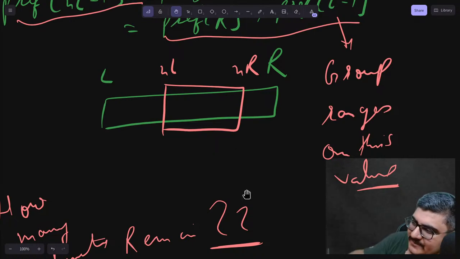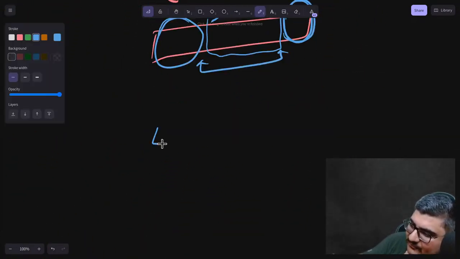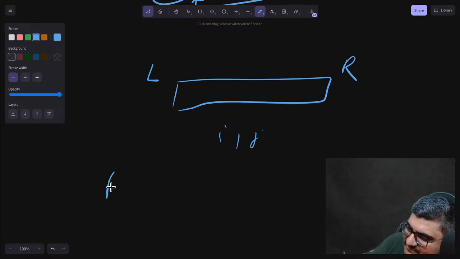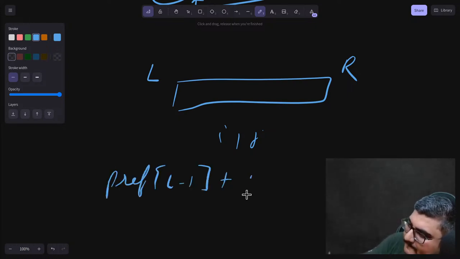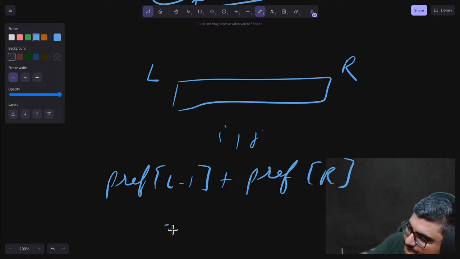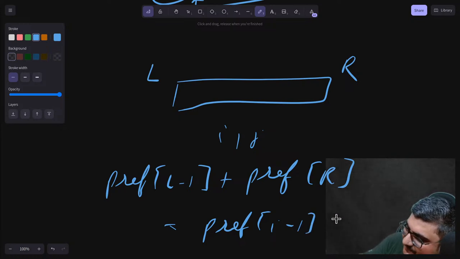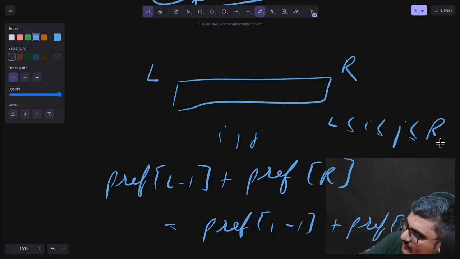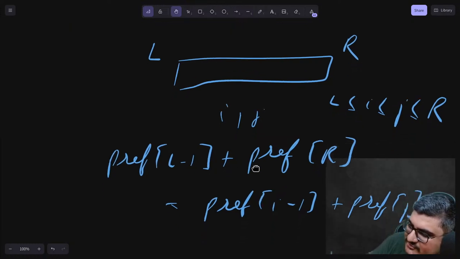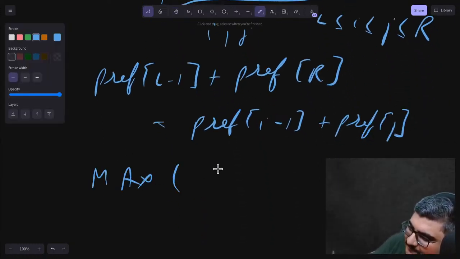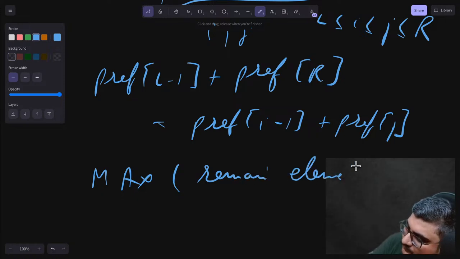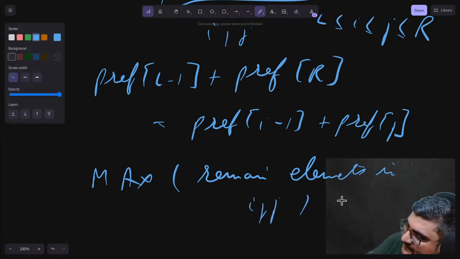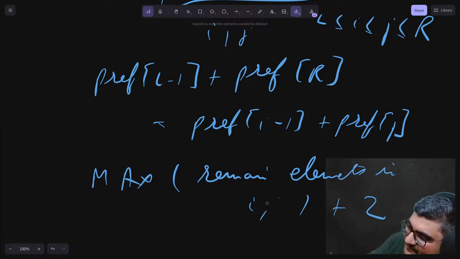And once I had this grouping, what I did was, for all L to R, all the elements I comma j such that prefix sum of I minus 1 plus prefix sum of R, such that L is less than or equal to I is less than or equal to J is less than or equal to R. For all the indices I and J such that this condition holds, find the maximum elements we can remain over there, for I comma j, and add 2 to it. That would be the maximum element count which can remain from L to R.